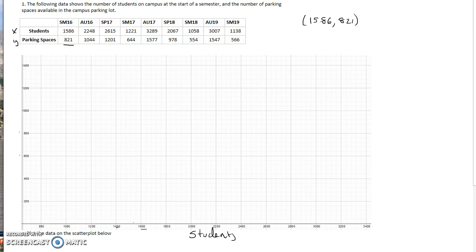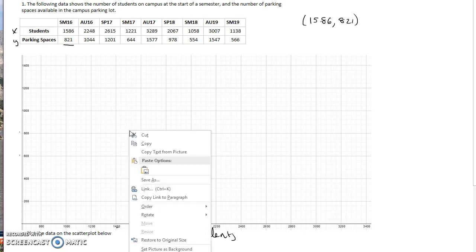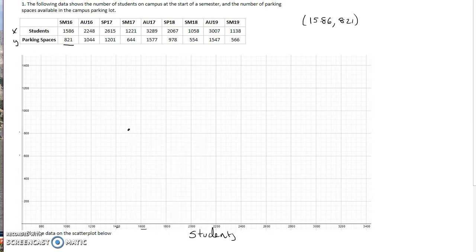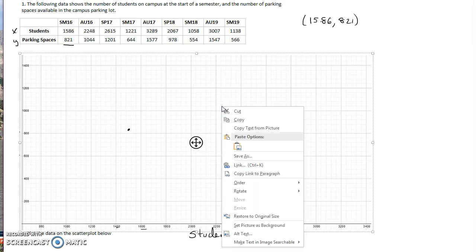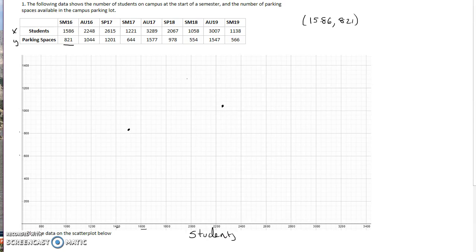And then my y value is 821. So then I'm going to go up. Here's 200, 400, 600, 800, and then 21. Again, we're going to need to do some guesstimation here, but it's going to be somewhere around here. The next one was 2248 and 1044. So I'm going to go to close to 2200 and we're going to go up to 1044, which would be somewhere right around here. All right, so we got that one taken care of. We're just plotting points. These are corresponding to a single dot on this graph.